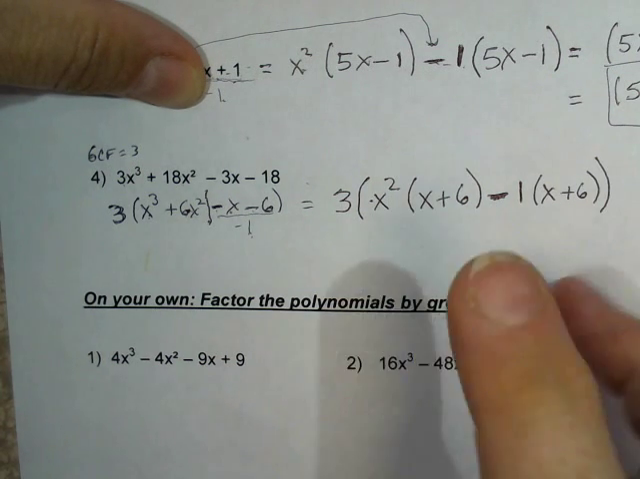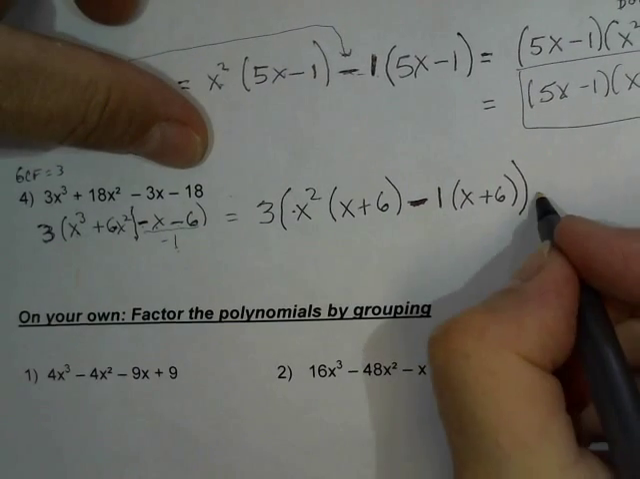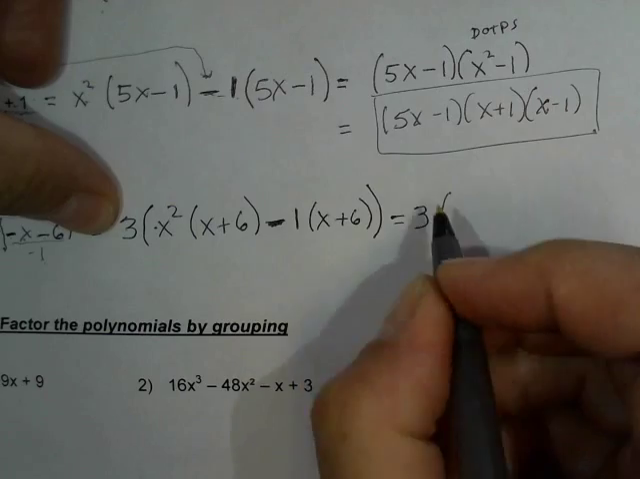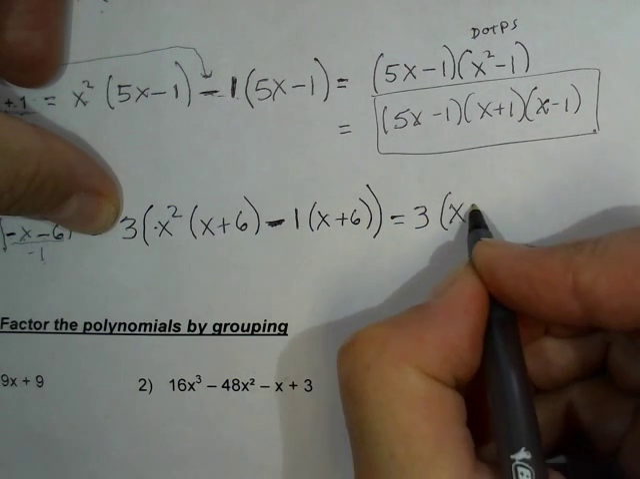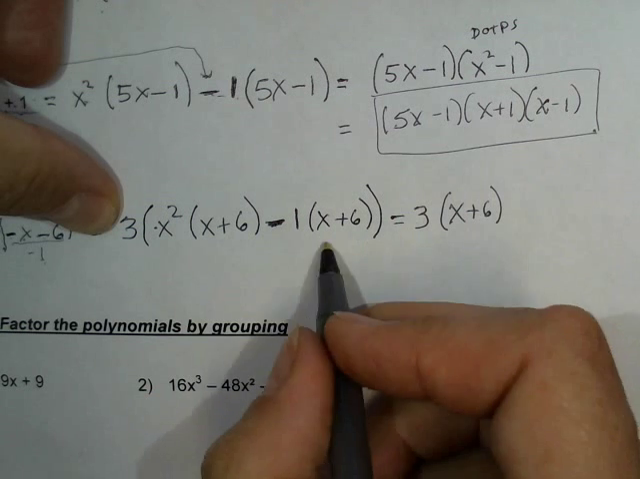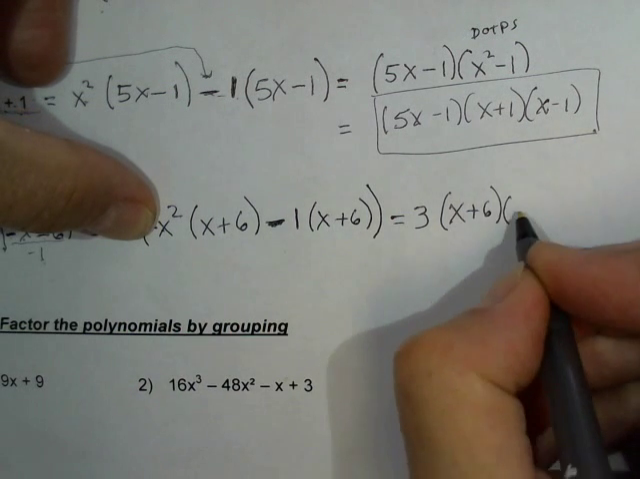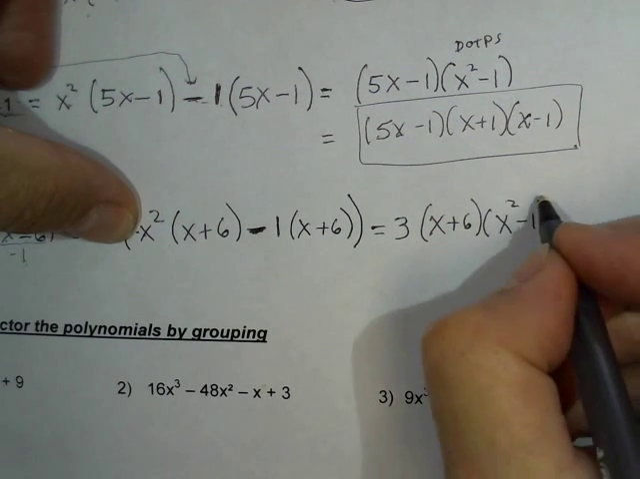And I'm going to double up this parentheses to get those two to match up. So now we have to write this 3 again. And we have this x plus 6 as a common factor. They're the same in both. And then we have the x squared minus 1, just like we did in the previous problem. So we're not done yet.